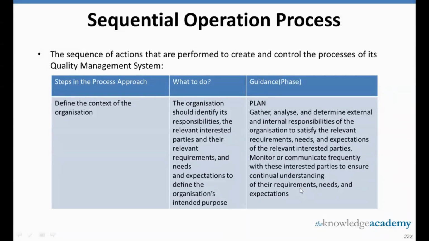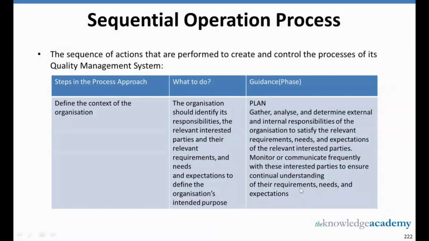The first step in the process approach is to define the context of the organization. Here, what we usually do, the organization should identify its responsibilities, the relevant interested parties, and the relevant requirements and needs and expectations to define the organization's intended purpose.